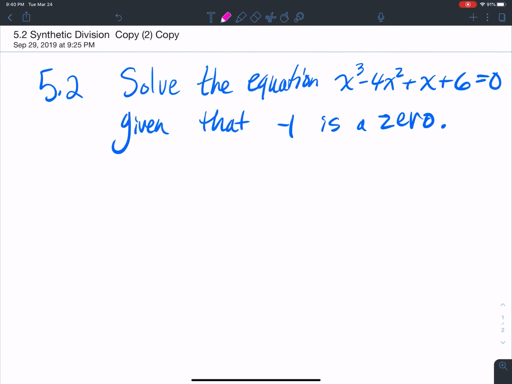Okay, so this is section 5.2. I want to solve an equation. Here's my equation right here: x cubed minus 4x squared plus x plus 6 equal to 0. Given that negative 1 is a 0, what does it mean for negative 1 to be a 0? That means x is equal to negative 1.